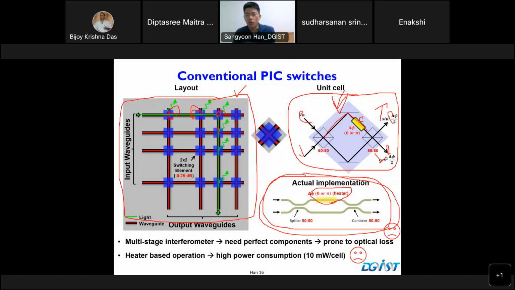One thermal heater consumes tens of milliwatts, not the whole chip, but just one heater. So this chip is really, really hot. I'll compare how hot this chip is in a coming slide, but it's super hot. So in terms of energy consumption, this is not very efficient.